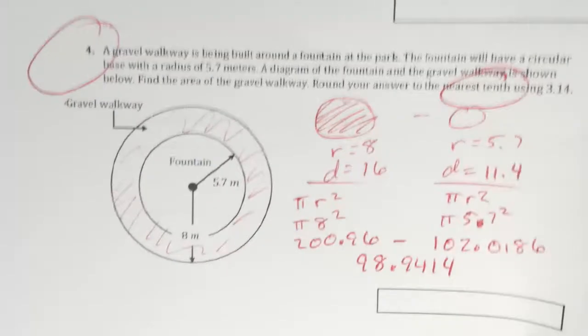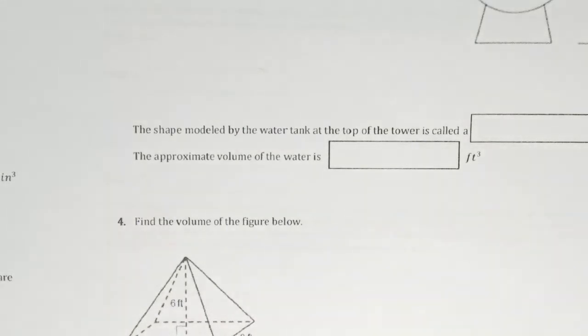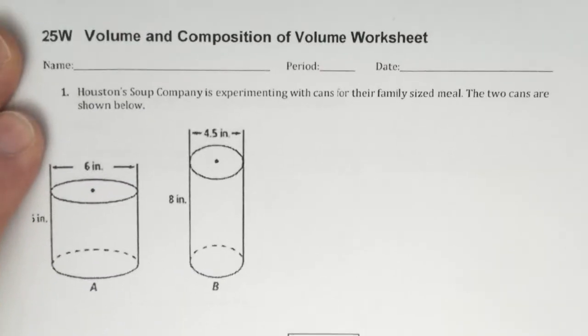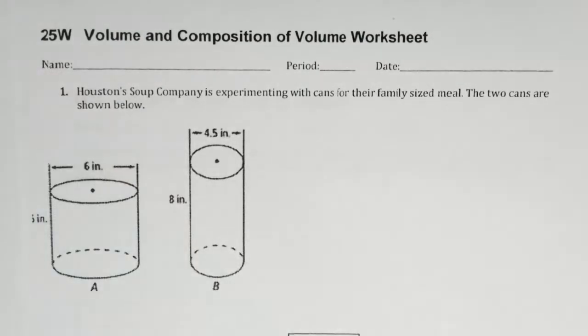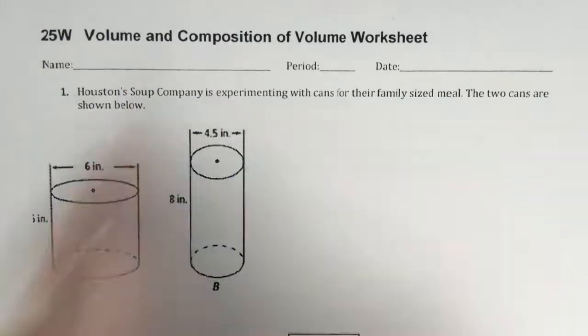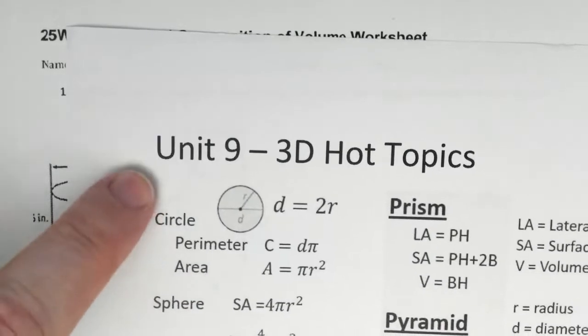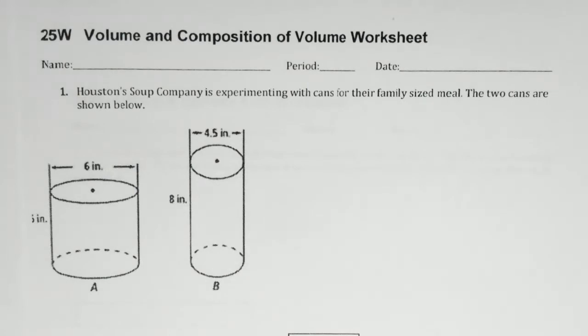Excellent. All right, let's go ahead and we're going to skip page 24 for now. We're going to go straight to page 25. So we're on page 25 now. All right. So now we're going to be doing volume. So this is unit 9 stuff. We just finished unit 8.